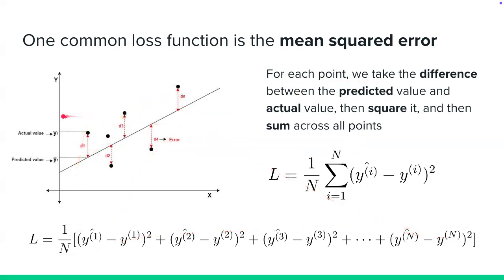For this example right here, we have 6 points in our data set. So first we will do y1 predicted minus y1 actual, then square it, plus y2 predicted minus y2 actual, and square it, and then plus y3 predicted minus y3 actual, and then square it. Then we will do the same thing for all of the points. And this is called the mean squared error.